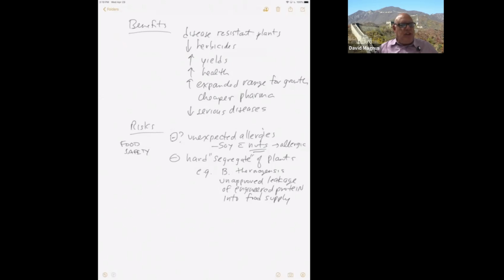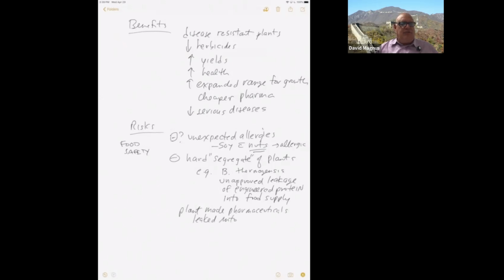Same kind of thing happened with some plant-made pharmaceuticals that wound up getting accidentally into fields in succeeding seasons that were not having PMP, and not only just corn, but also soy.